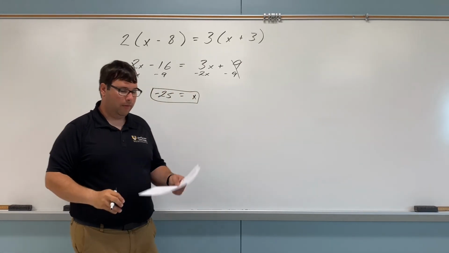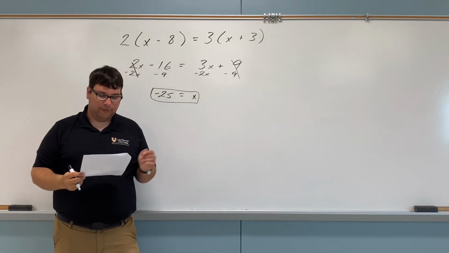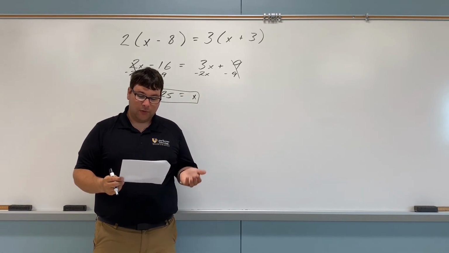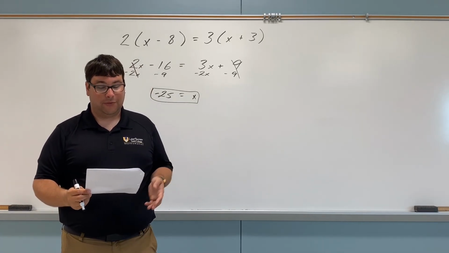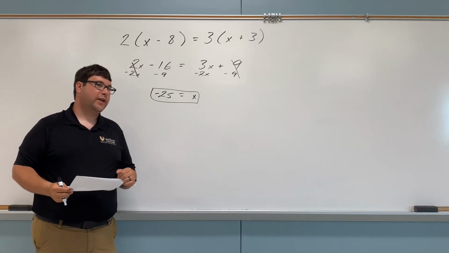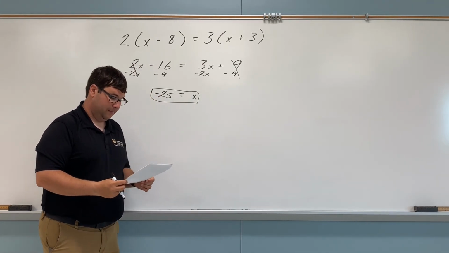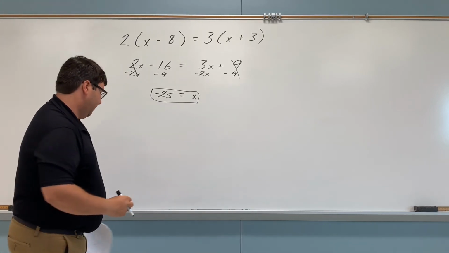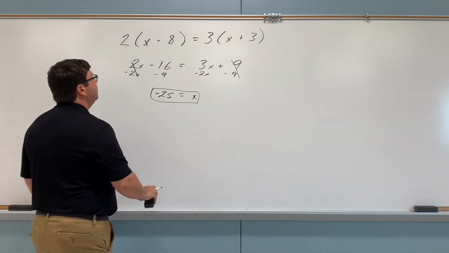Let's reread our problem. Twice the difference of a number and 8 is equal to 3 times the sum of the number and 3. Find the number. We did that. Excellent. Let's try another one. Again, I need board space.